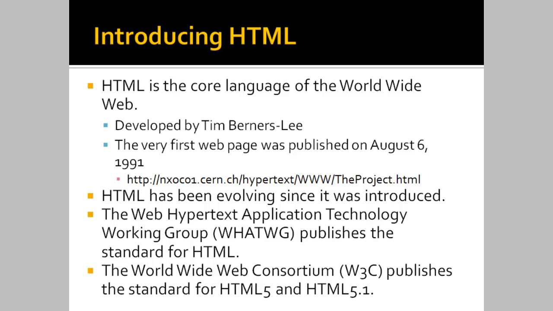HTML is a language. It's a programming language, a scripting language, a markup language, and it is controlled by a standards body. That standards body for HTML is the Web Hypertext Application Technology Working Group, and they publish the standards. So if you're interested in reading the technical specification for HTML, it is available online. For HTML5 and future versions, the W3C will be publishing the standard.